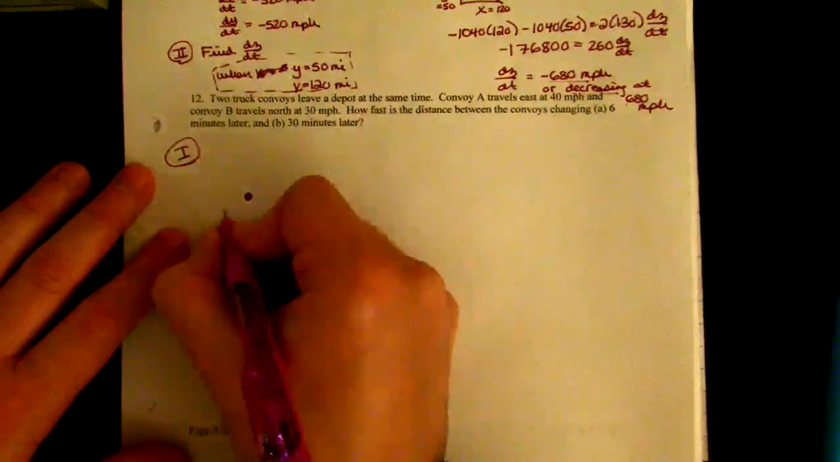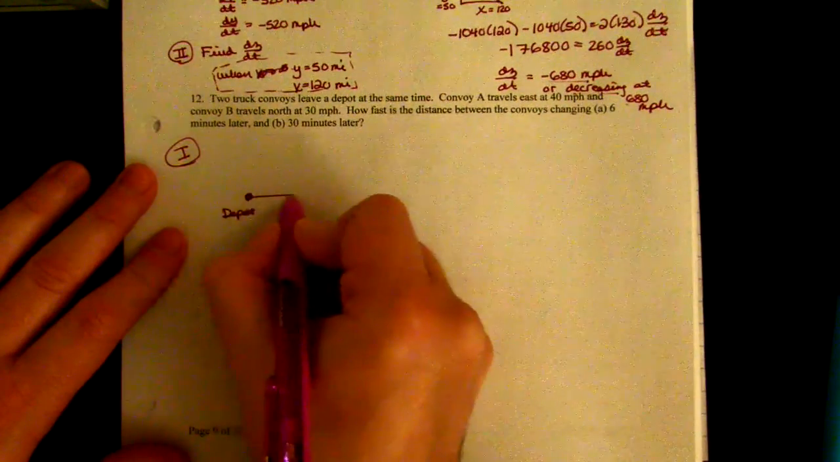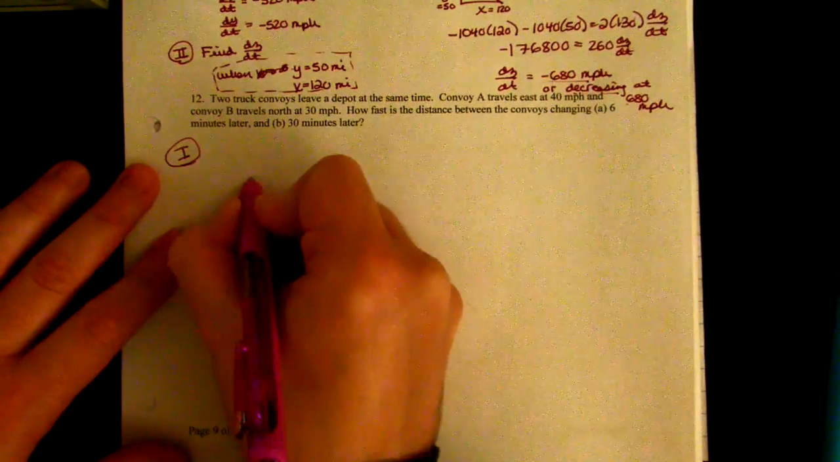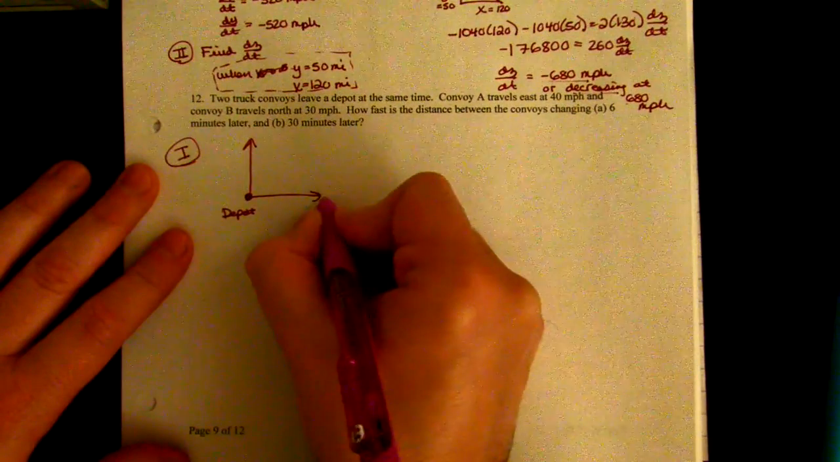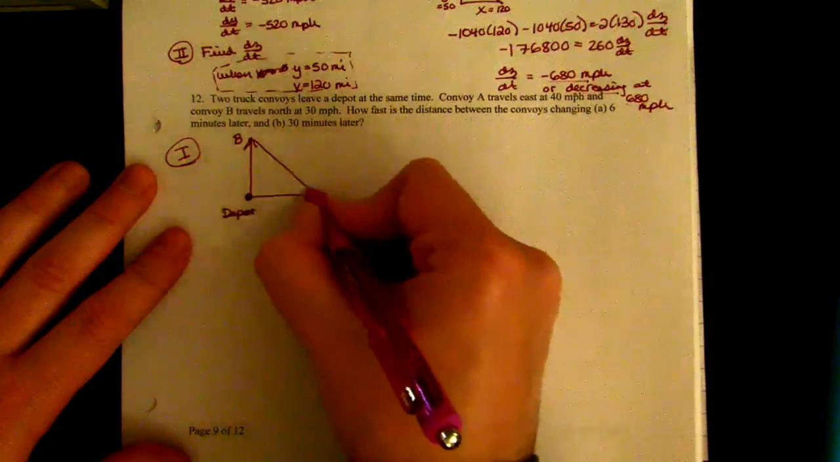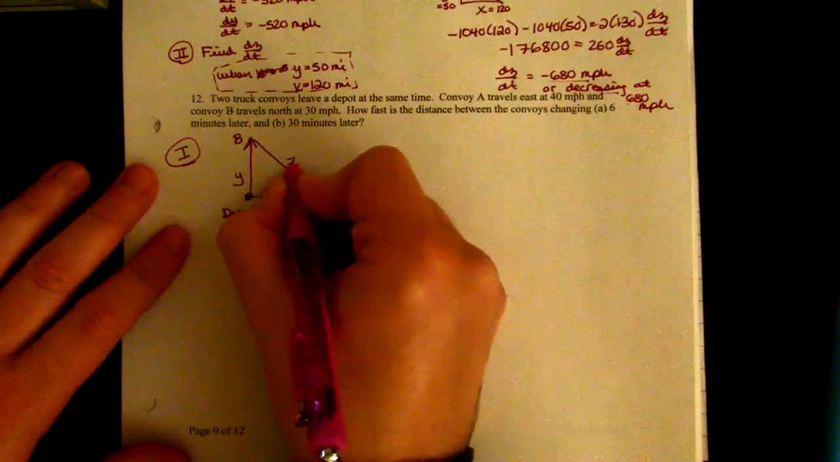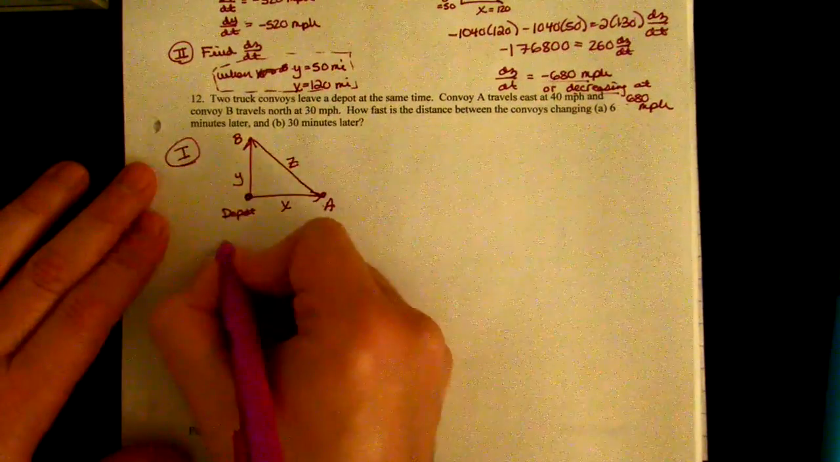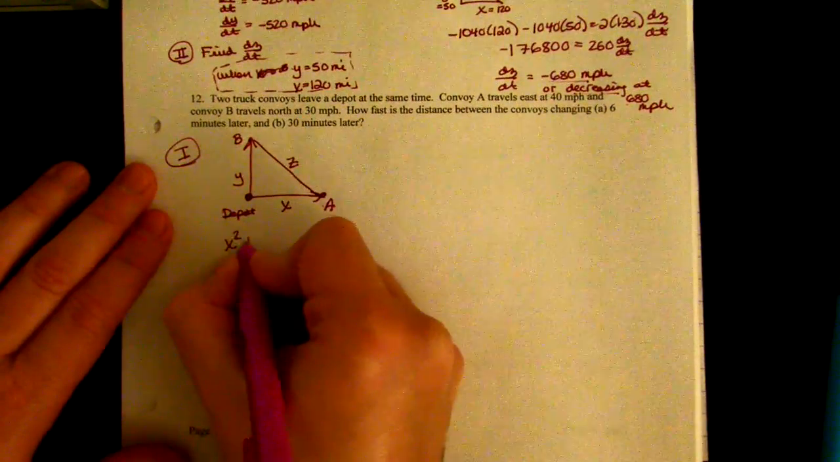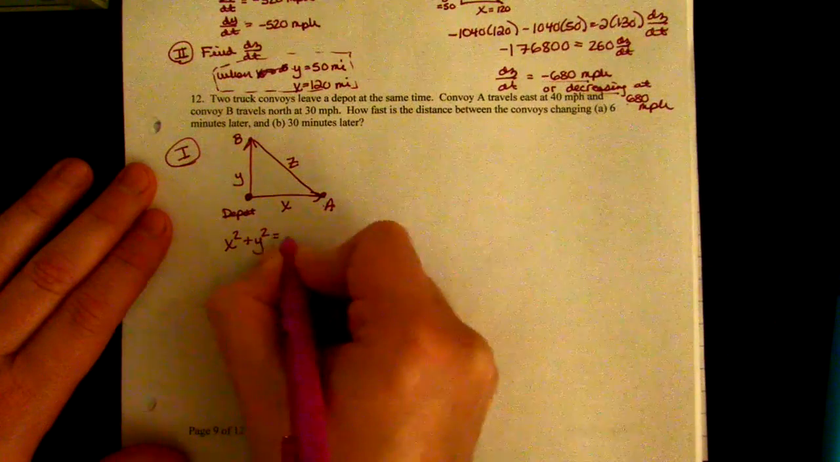Okay, so let's see. Here's the depot. One convoy is going east, one convoy is going north. I'm going to say this is convoy A, this is convoy B. There's the distance between them. Again, I'm going to go with an X, a Y, and a Z. All sides are changing, so X squared plus Y squared equals Z squared.